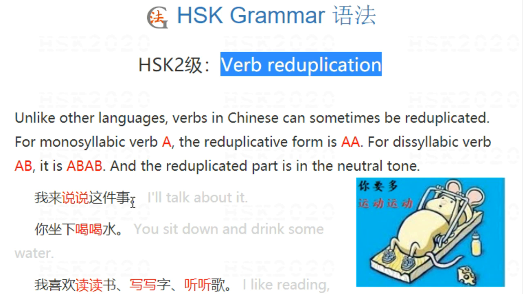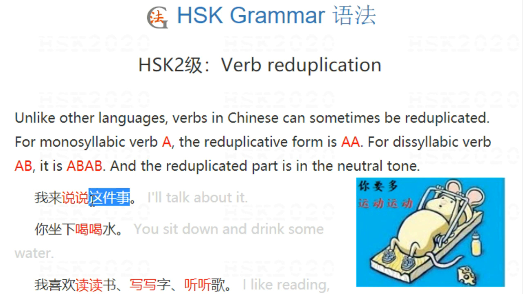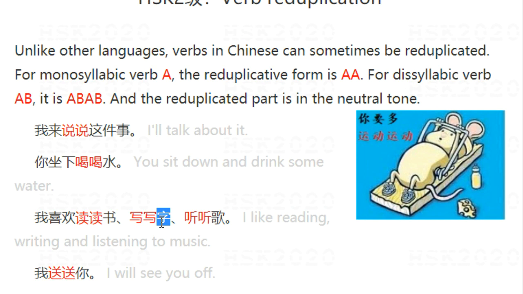For example, 我来说说这件事。I will talk about it. This is a single character, so 说说 is AA. 你坐下来喝喝水。You sit down and drink some water. 我喜欢读读书，写写字，听听歌。I like reading, writing, and listening to music. So, 读读书 means read books, 写写字 means writing characters, 听听歌 means listening to music. 我送送你。I will see you off.